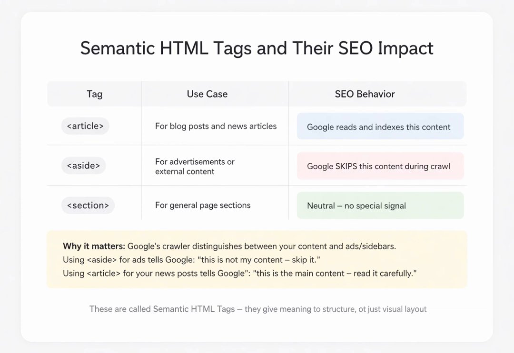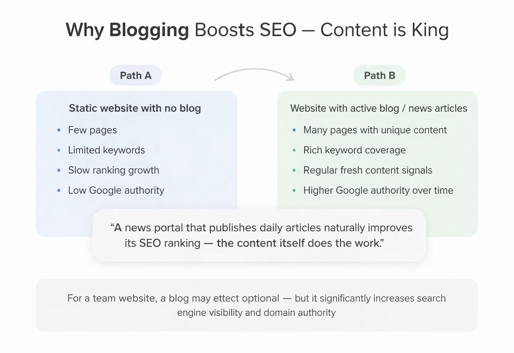When you wrap an advertisement or sidebar content inside an aside tag, you're telling Google, this is supplementary or external content, skip it during indexing. Using a generic section tag gives no such signal. So for a news portal, every article should be wrapped in the article tag, not just a section tag. And any ad blocks or third-party widgets should go inside aside tags so they don't dilute your SEO score with irrelevant content.